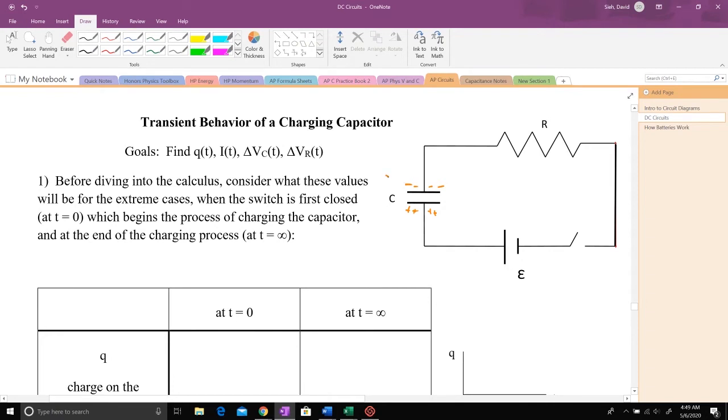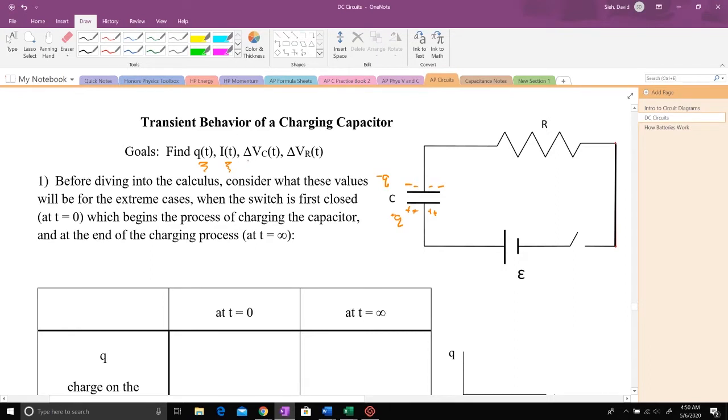So I'm going to call that little q. I'm going to use big Q for the maximum charge at the end when it's fully charged, but little q is just a variable that's going to be changing with time. So at the end, I'm going to have a plus q on the lower plate and a minus q on the upper plate. I'd like to know how big that q is as a function of time. I'd love to be able to find the current that's flowing as a function of time.